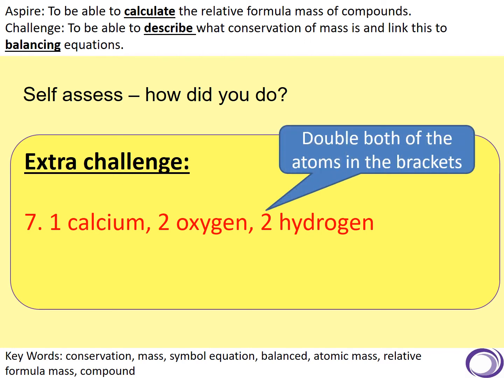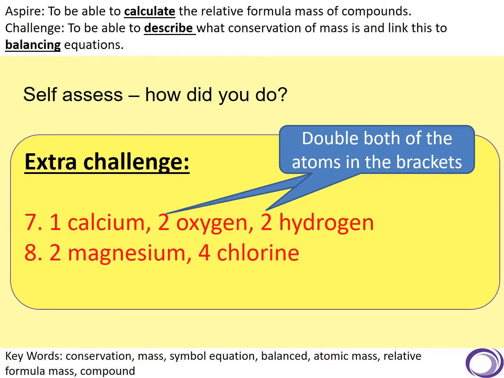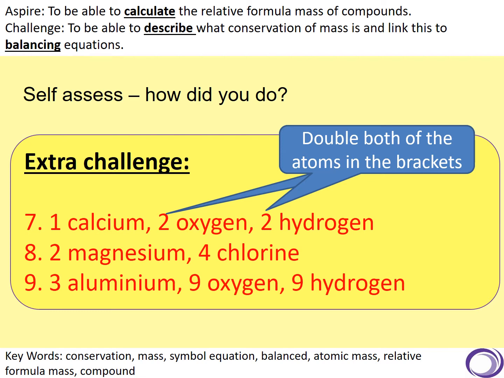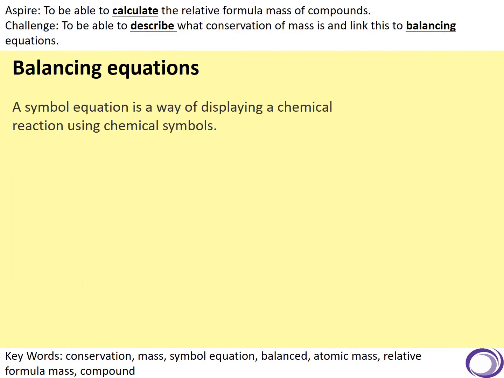What we've done there is we've doubled both of the atoms that are within the brackets, calcium hydroxide. For number 8, we've got 2 magnesium and 4 chlorine. And for number 9, 3 aluminium, 9 oxygen and 9 hydrogen. Again, we have multiplied up by what's in the brackets and by our big balancing numbers. So hopefully you've got most of those right. And if not, you can always go back and look at the video again and see where you have made some errors.